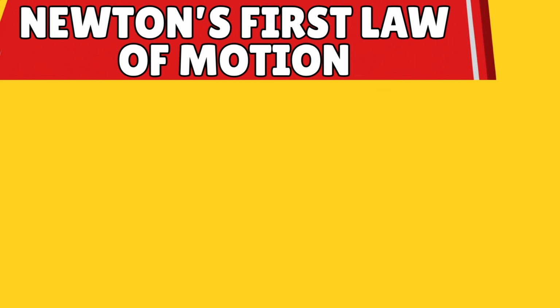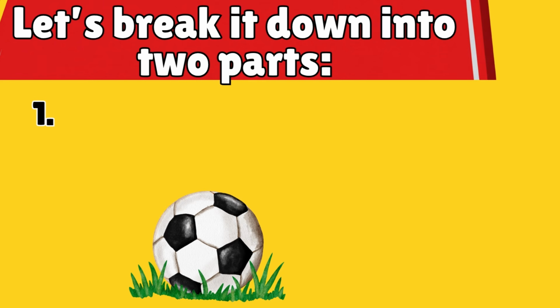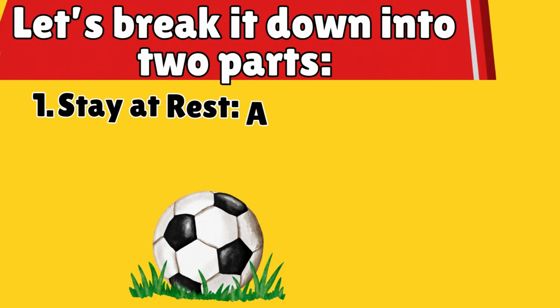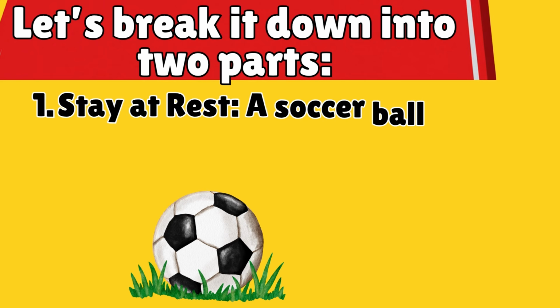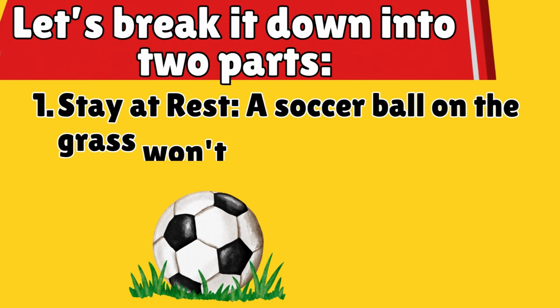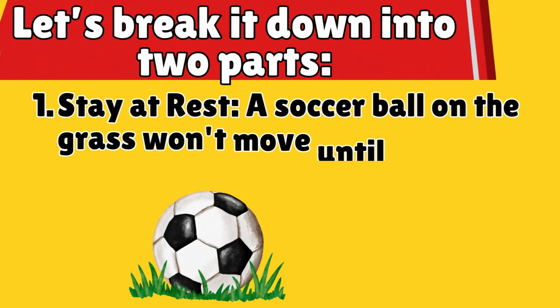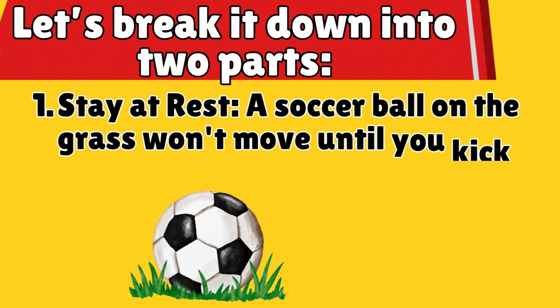Now, to make it simpler for you to understand, let's break it down into 2 parts. First, the object stays at rest. For example, a soccer ball on the grass won't move until you kick it. That means that you applied an unbalanced force on it.